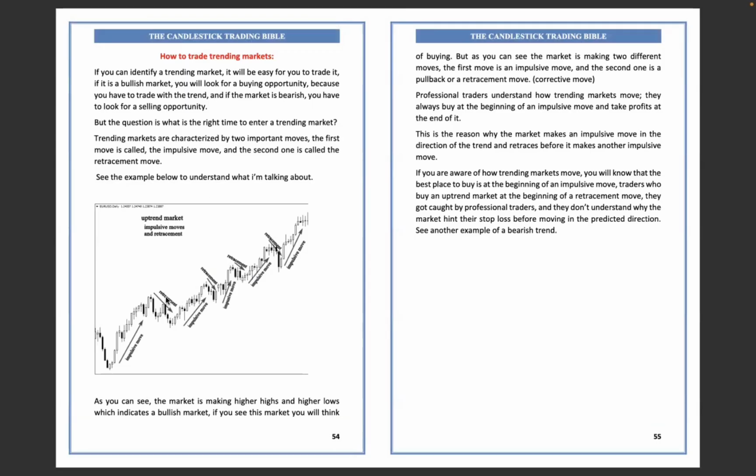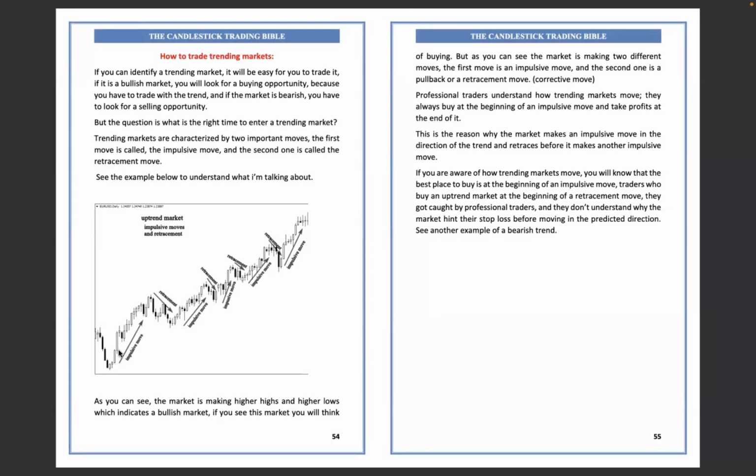Now, if the market is trending up, every buy move, or every move to the upside, is an impulsive move. It means obviously the buyers are already in charge. So when the price is going up, it's moving fast, it's moving strong, it's moving with direction and intention.